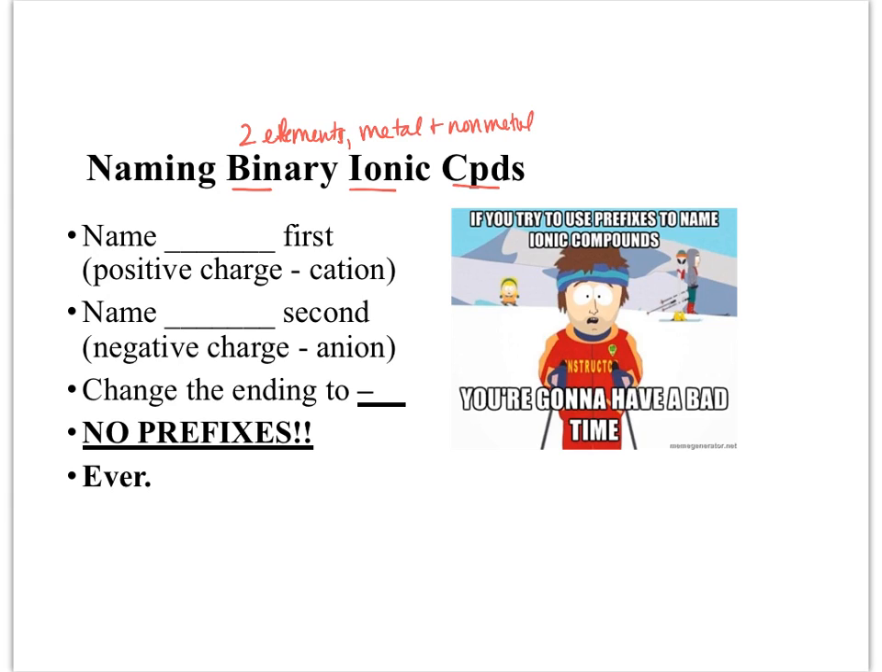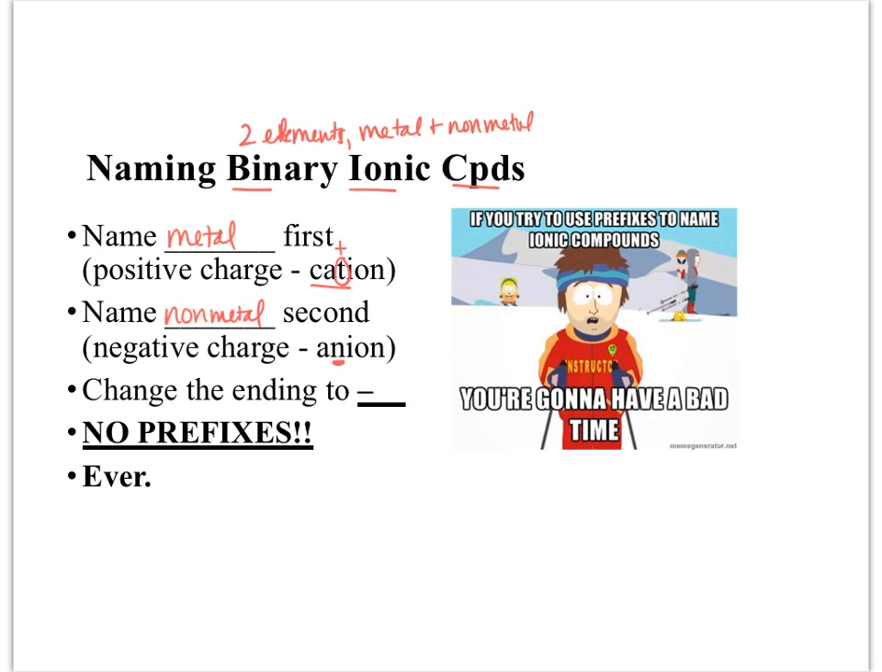When you are given the formula and you have to name it, you're going to name the metal first. The metal will have a positive charge in that ionic compound. We call that a cation. If you think the T looks like a positive sign, that's helpful. And we will name the nonmetal second. The nonmetal will have a negative charge to it. We call those an anion, so think there's an N there for negative.